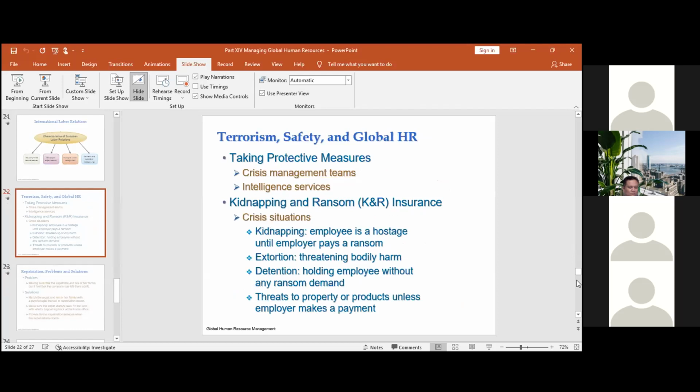So there are protective measures that need to be taken for the safety of our international assignees. So one is the crisis management teams. So ito yung teams na pwede nilang tawagan, just, for instance, kung may kinidnap na manager, one of their managers. And second is they use intelligence services. This is for monitoring for possible threats abroad. So, employers also buy kidnapping and ransom insurance. This is for crisis situations like kidnapping, extortion, detention, and threats to property or product.